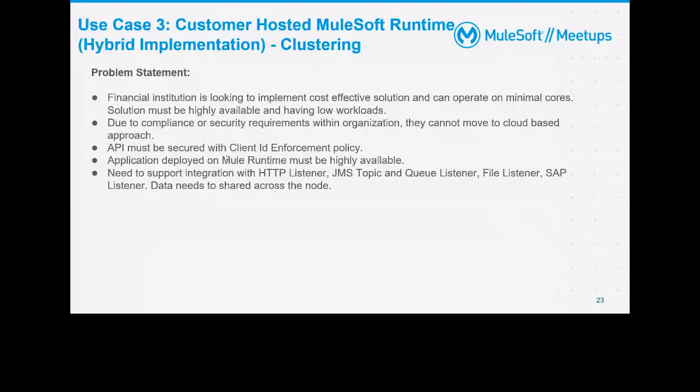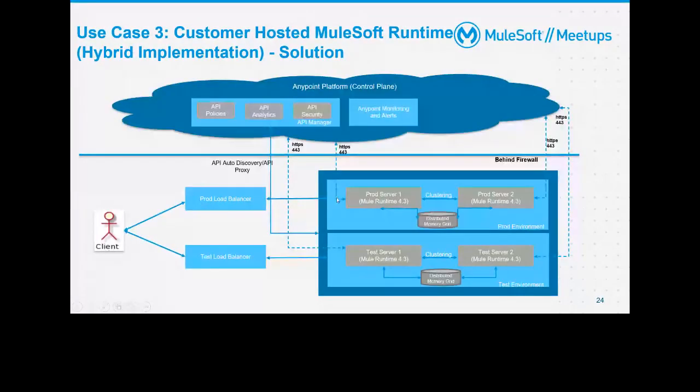APIs must be secure with a client ID enforcement policy. Then the application deployed on Mule runtime must be highly available, and needs to support integration with HTTP listener, JMS queue, file listener, and SAP, and needs to share data across the nodes. So here, this is the solution. I will have an on-premise Mule runtime, which is load balanced with an external load balancer. Then I also use clustering, because there is a requirement to share the data across multiple Mule runtimes. So I've used clustering.